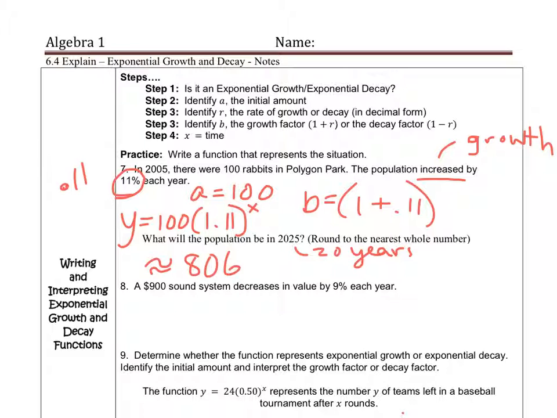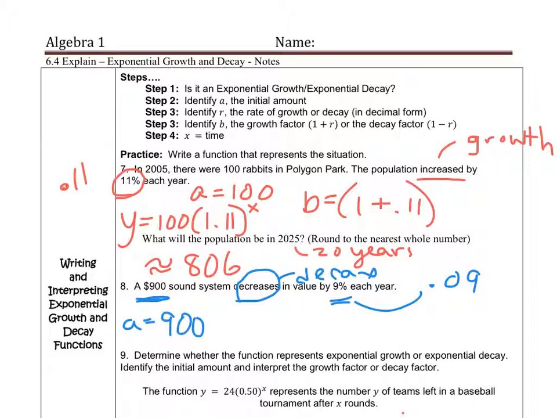Okay, so now let's try one with decay. So with decay, we know that we have a $900 sound system. So that would be our starting point. A equals 900. It's decreasing in value. That tells us decay. And it's decreasing by 9%. So 0.09 puts it into a decimal. So let's go ahead and put this together. We have 900 parentheses, we're decaying, so it's going to be 1 minus 0.09, close our parentheses, raise it to the power of x.